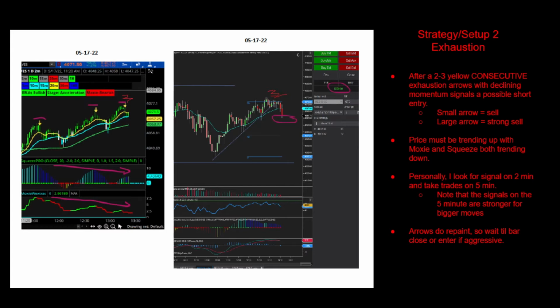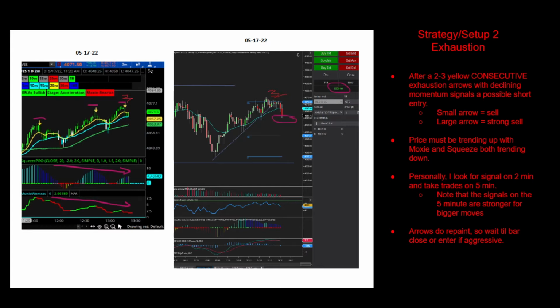Arrows do repaint, so if you use this indicator, I recommend waiting for that bar to close. However, there are alerts, so if there is an alert, you'll see it come up. That's saying, all right, maybe something is changing. Yes, the arrow may disappear, but it's saying something's happening, and you can keep an eye on it more closely, which is what I like about the indicator as well.